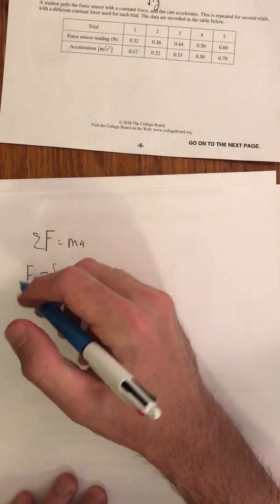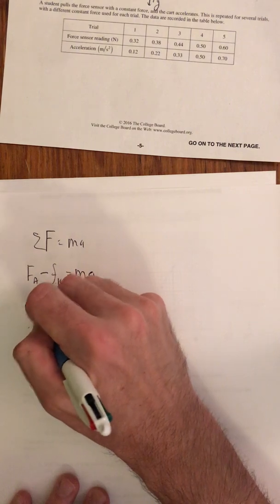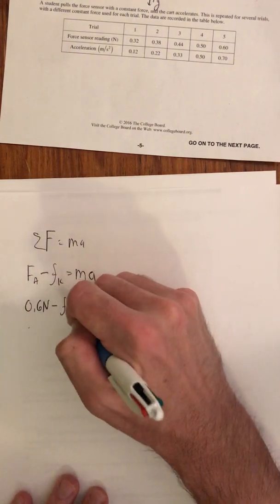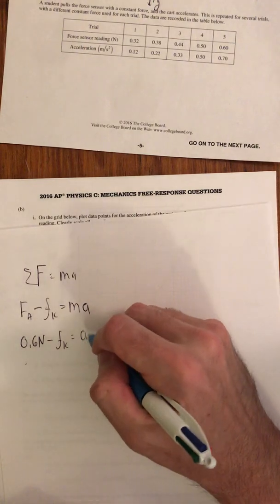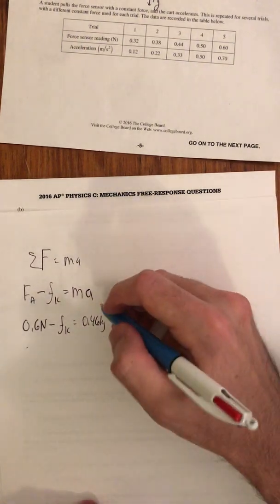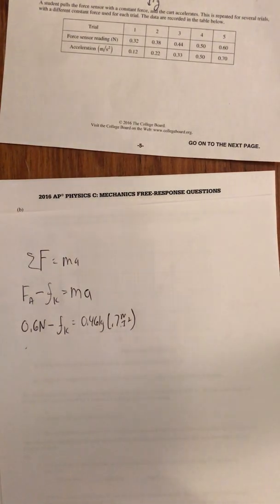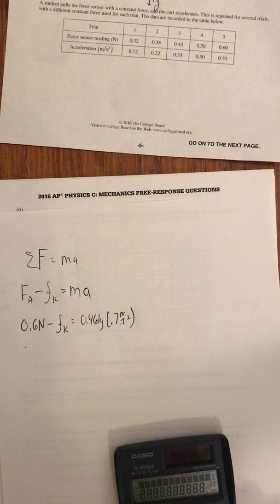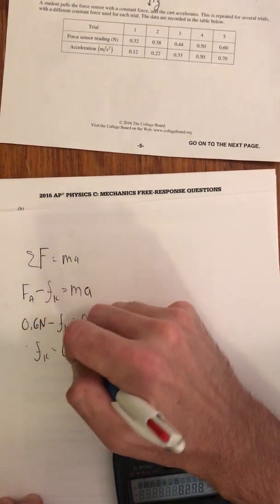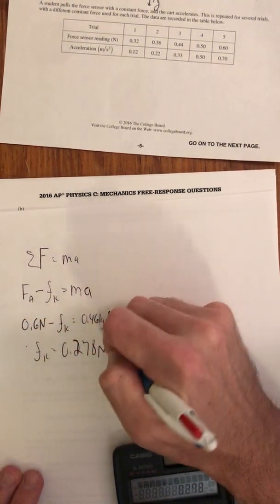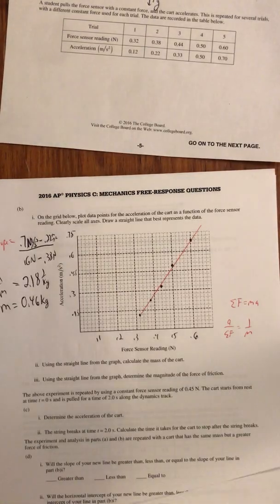So I'll use the last data point. When the applied force was 0.6 newtons minus Fk, we had a mass of 0.46 kilograms and an acceleration of 0.7 meters per second squared. And so now I can do 0.46 times 0.7, minus, plus 0.6. Fk is 0.278 newtons. Okay, good, so that's that.